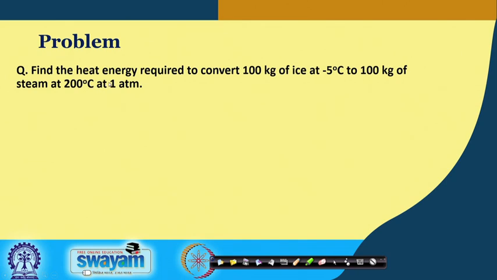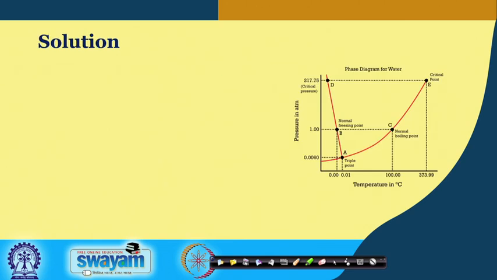So here we have to find out the heat energy required to convert 100 kg of ice from -5 degrees centigrade to 100 kg of steam at 200 degrees centigrade and 1 atmosphere. So first, to do this problem we have to understand the thermodynamic state of ice and the steam.